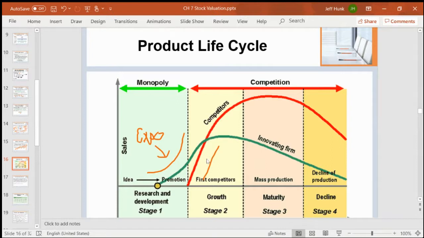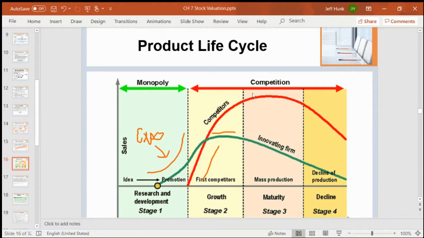Now, in the second stage, which is called the growth stage, the entire industry is growing by leaps and bounds, right? The competitors would obviously be offering the product at a cheaper price, so there will be more sales of competitors' products, and the innovator's product generally reaches its peak, right?